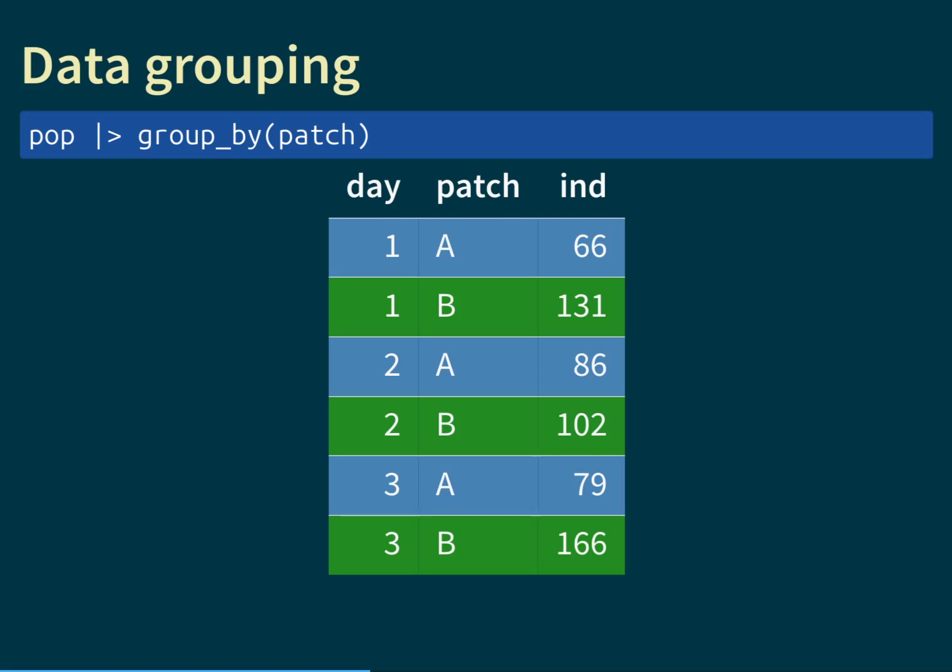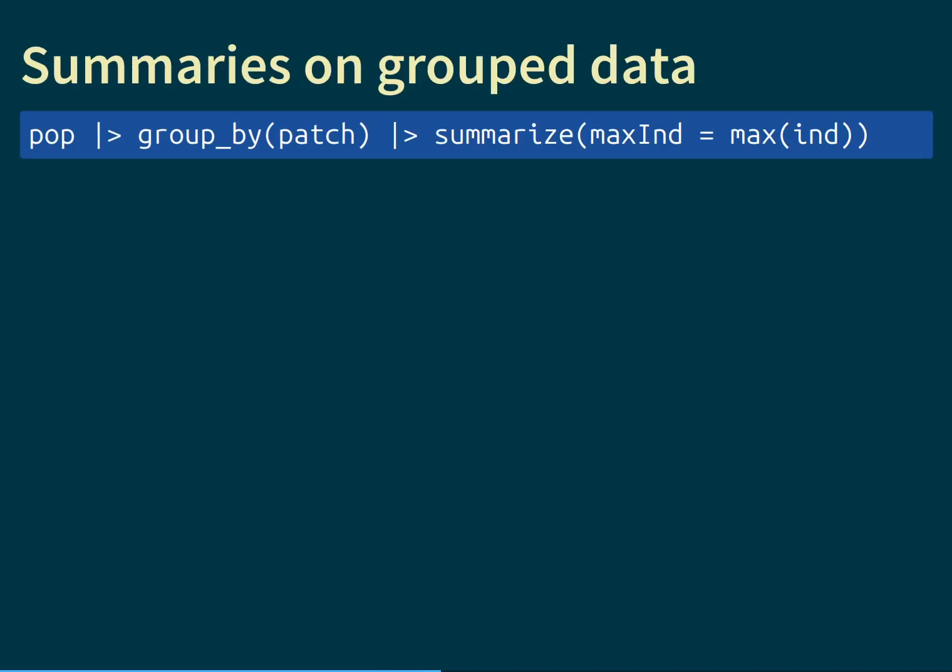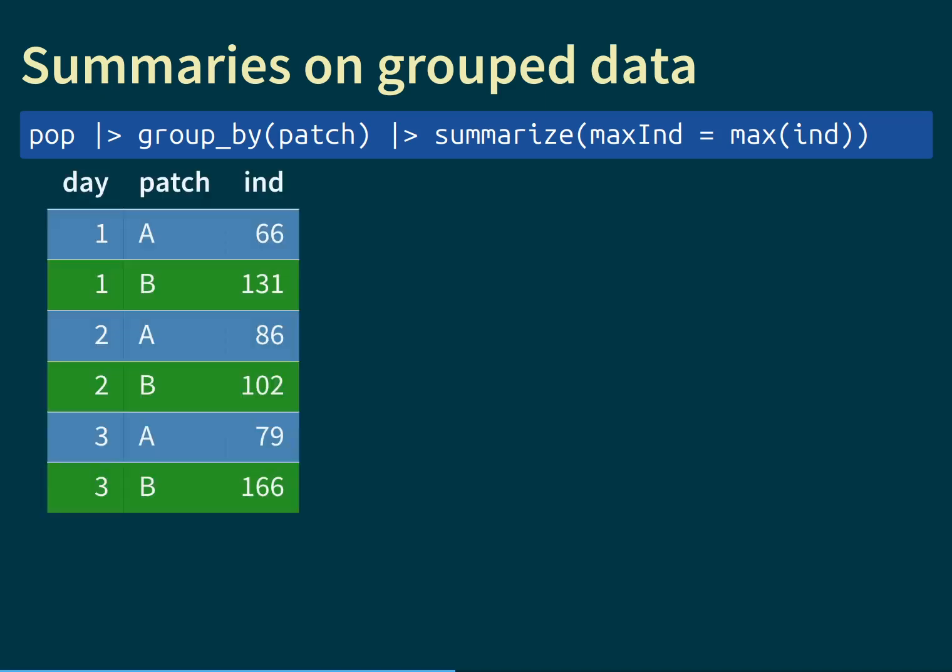What happens if we try to summarize over them? And we're going to be doing the same thing that we have been doing before, just without the grouping, namely trying to find the maximum number of individuals. So we define a new column called maxInd, and it's computed as the maximum over the column called ind, which refers to the number of individuals. So let's see how this would work.